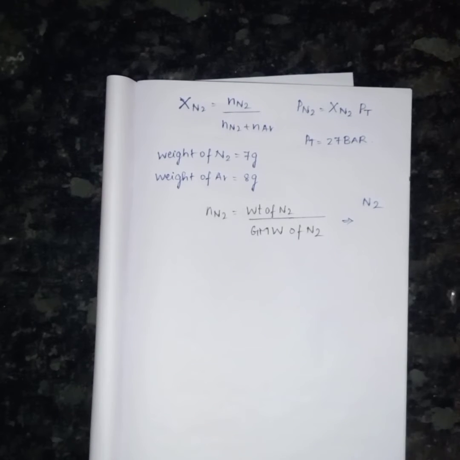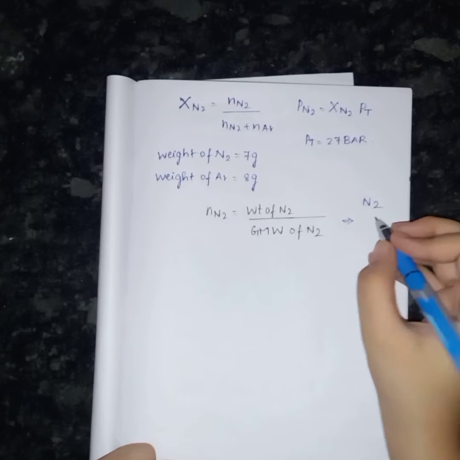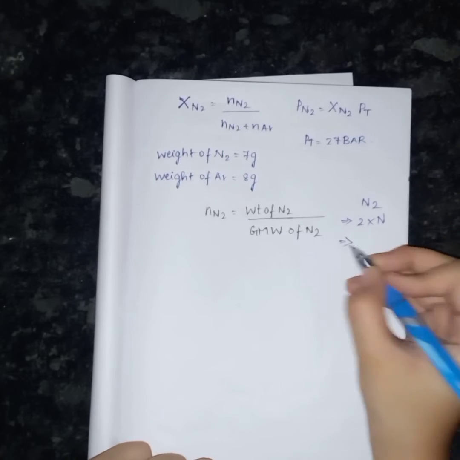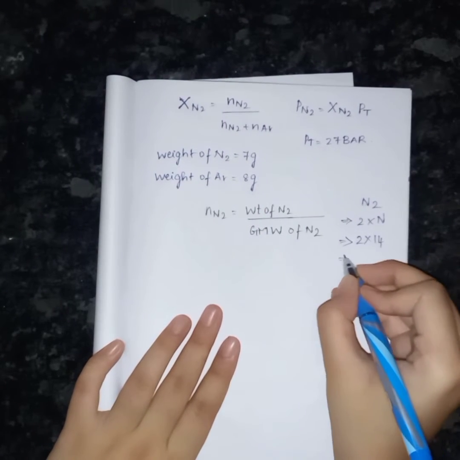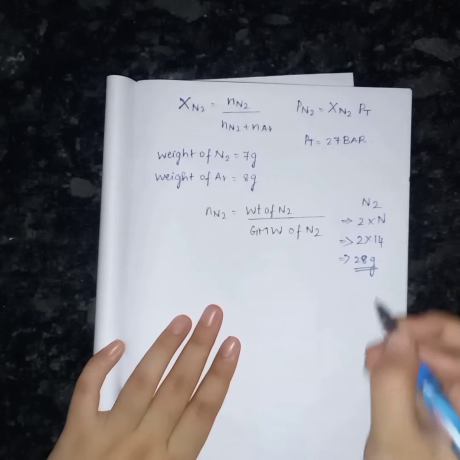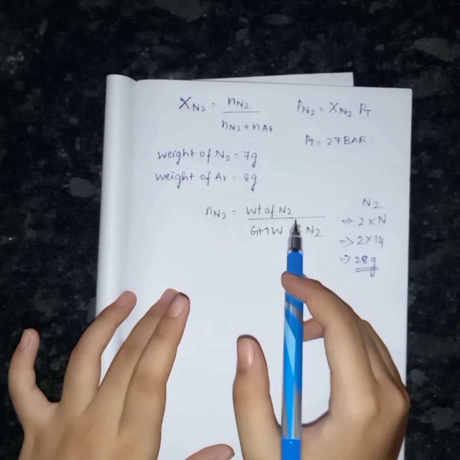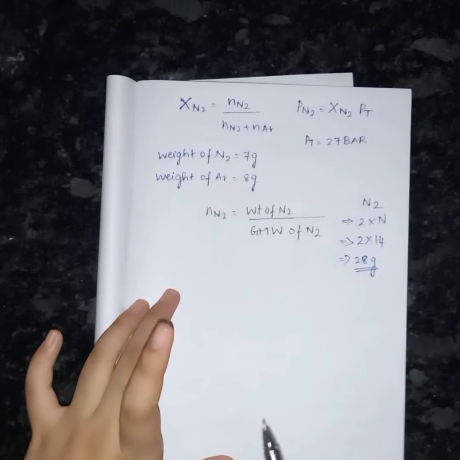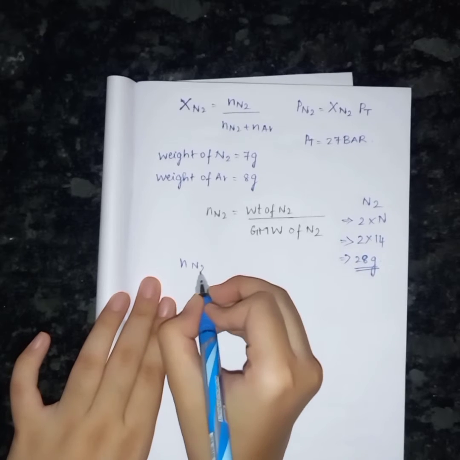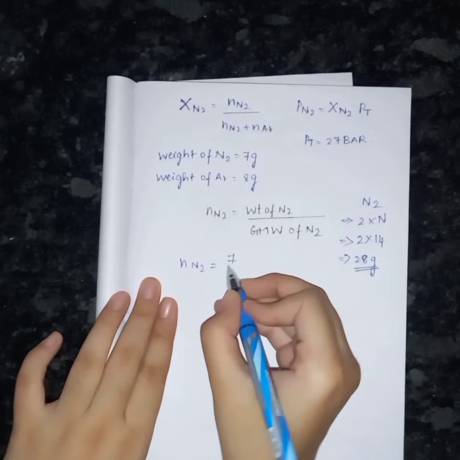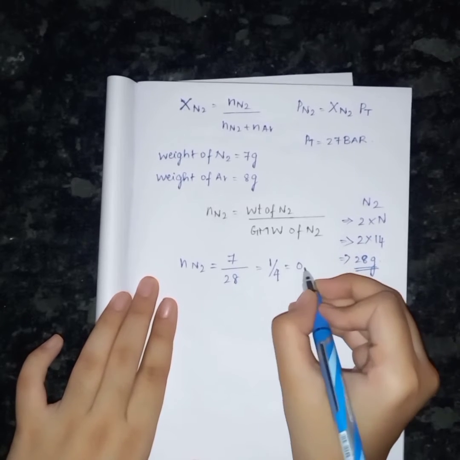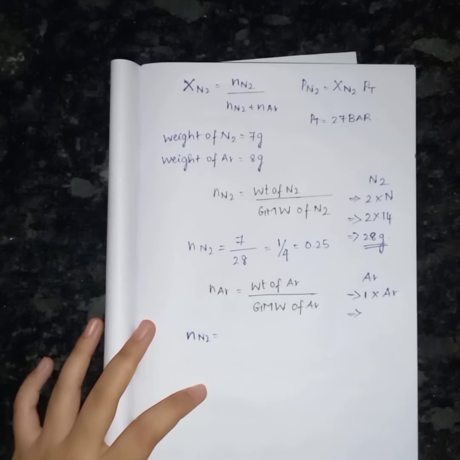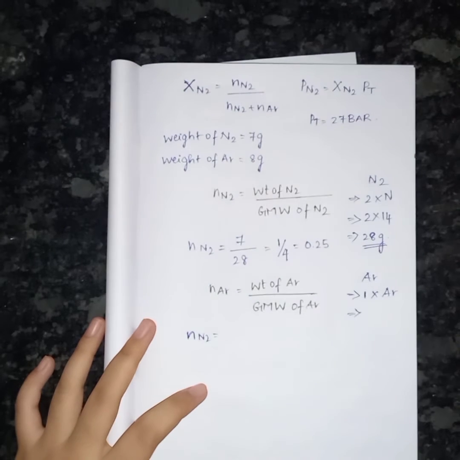Let us calculate the gram molecular weight of N2. In N2 there are 2 nitrogen atoms. The atomic mass of one nitrogen atom is 14. Therefore, 2 into 14, which gives 28 grams. This is the gram molecular weight of N2. Weight of N2 is given in the question, that is equal to 7 grams. Therefore, number of moles of N2 is equal to 7 divided by 28, which is equal to 1 by 4, which is equal to 0.25. Number of moles of argon is equal to weight of argon divided by gram molecular weight of argon.